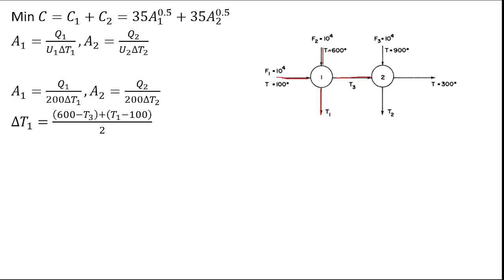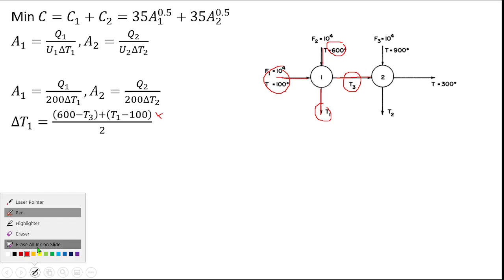So if we check it out, I know that the inlet for the hot, that's 600, right? Minus the outlet for the cold, that's going to be T3. This is what is coming out for the cold. So 600 minus T3. Then I'll do the outlet for the hot, that is T1, minus the inlet for the cold, that is the 100 degrees Celsius. So that's the expression we have at the top here, all divided by 2. So that's for heat exchanger 1.